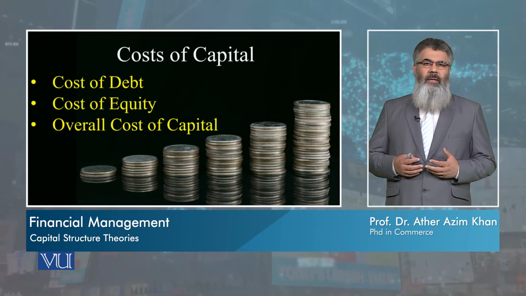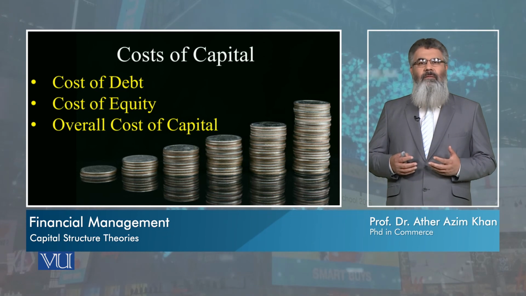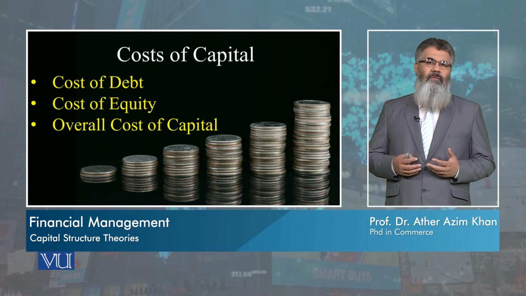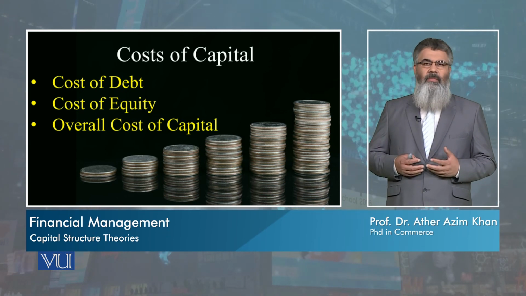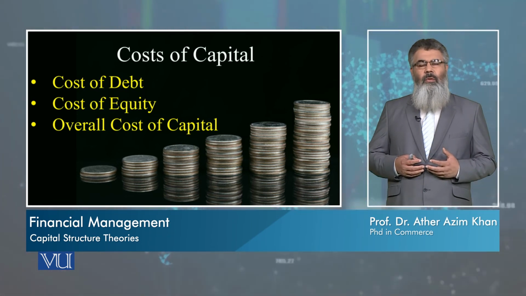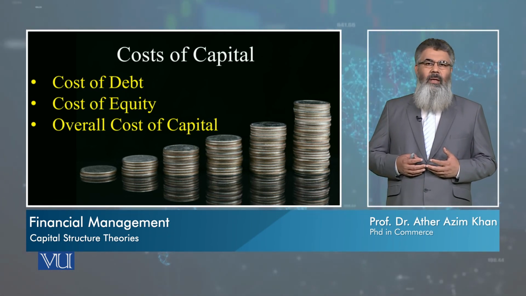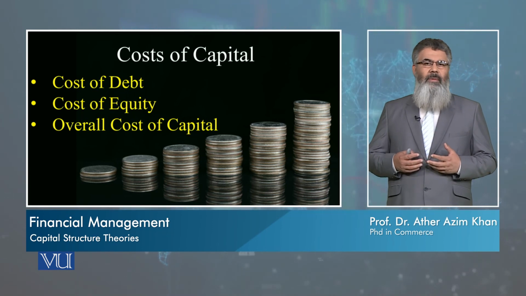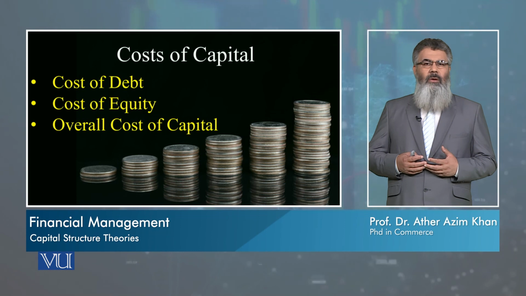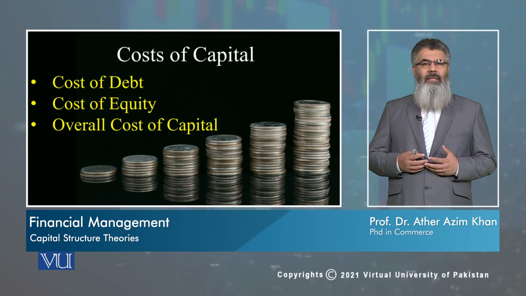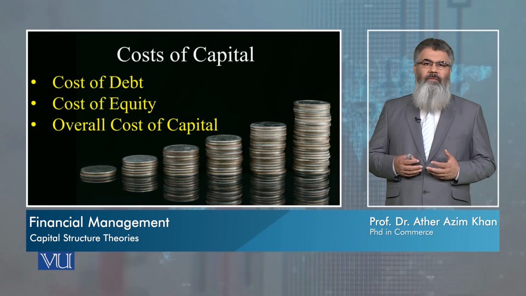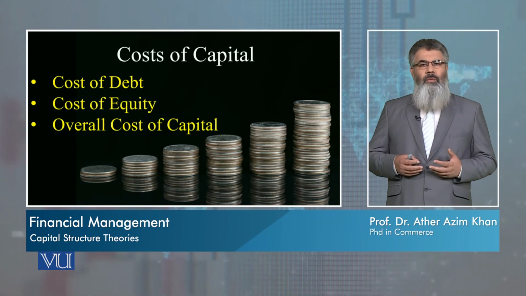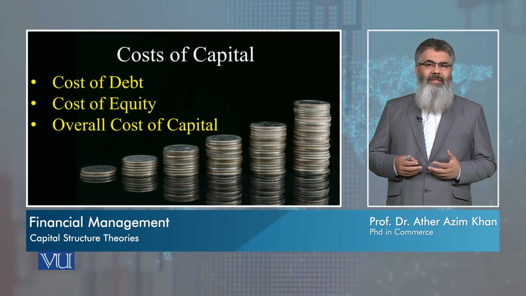Cost of equity. It is the profit that we earn for the shareholders, which is paid in the form of dividend. So cost of equity is the return to the shareholder. And the third one is the overall cost of capital. The overall cost of capital can be the weighted average cost of capital, or there may be some other method to calculate it, but this is the cost which is used to calculate the overall value of a firm. In the next modules, we'll talk about these theories in detail.